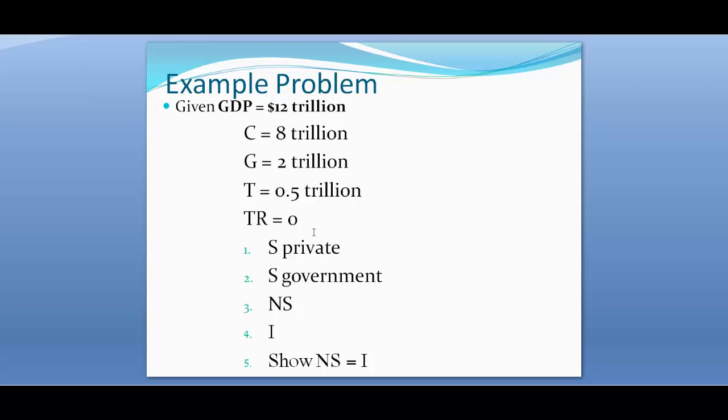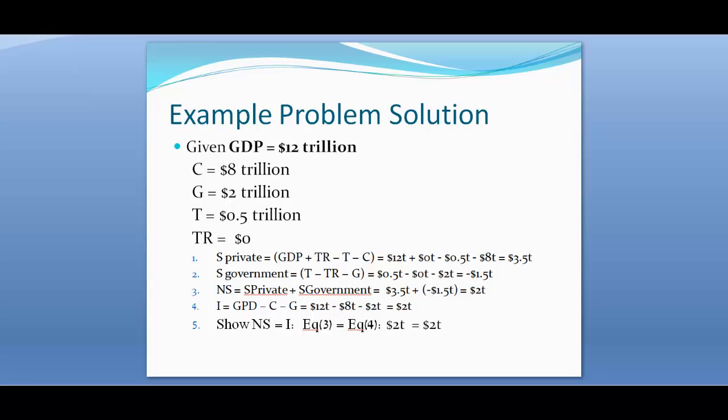Take some time and look back through the equations and determine private savings, government savings, national savings, investment spending, and indicate that your national savings is equal to your value of investment spending that you find in this equation. When you're finished with the equations, scroll ahead to check your work. Here's the example problem solution.